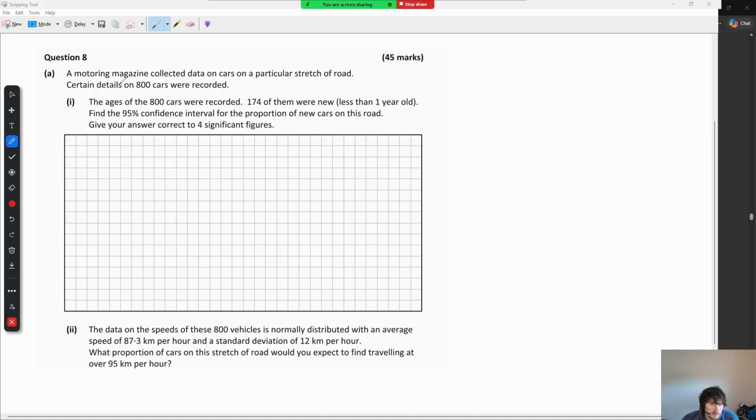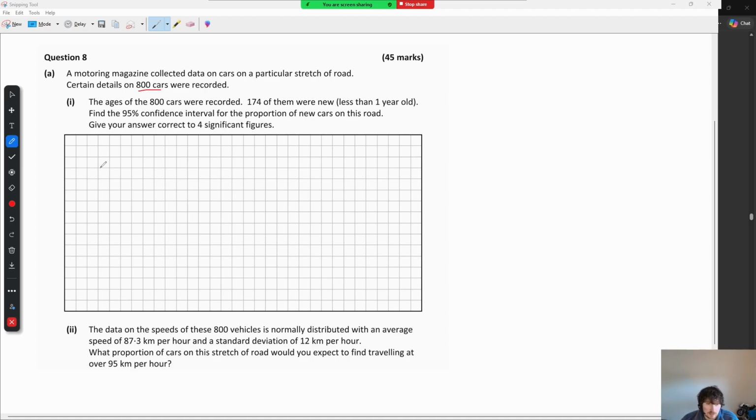Right, so let's read this carefully. There's a motoring magazine that collected data on cars on a certain stretch of road, and they had a sample size here of 800, okay? The ages of the cars were recorded. 174 of them were new. Construct a 95% confidence interval for the proportion of new cars.